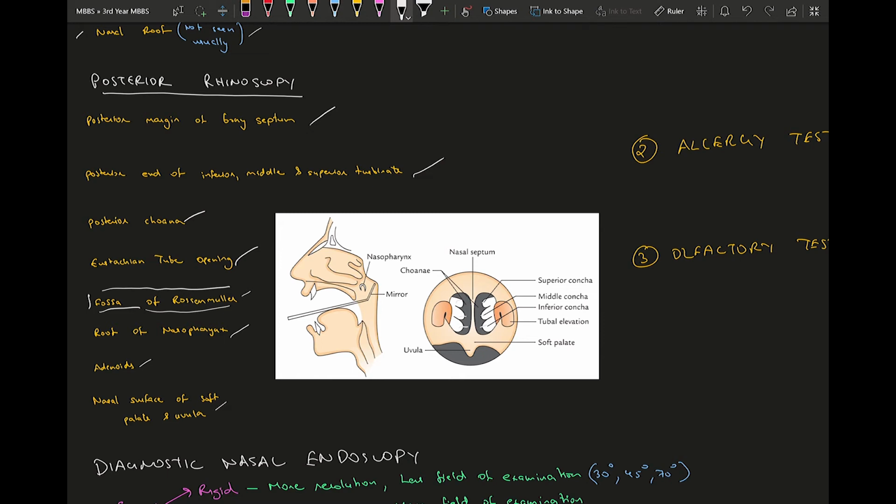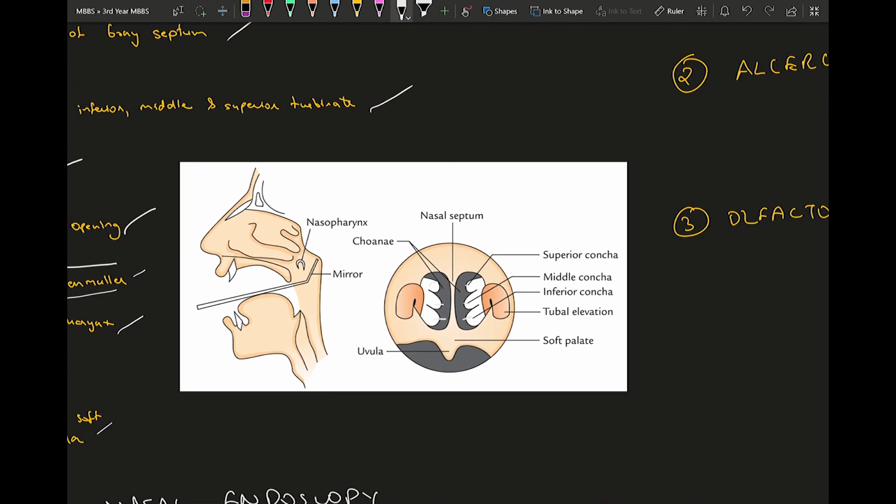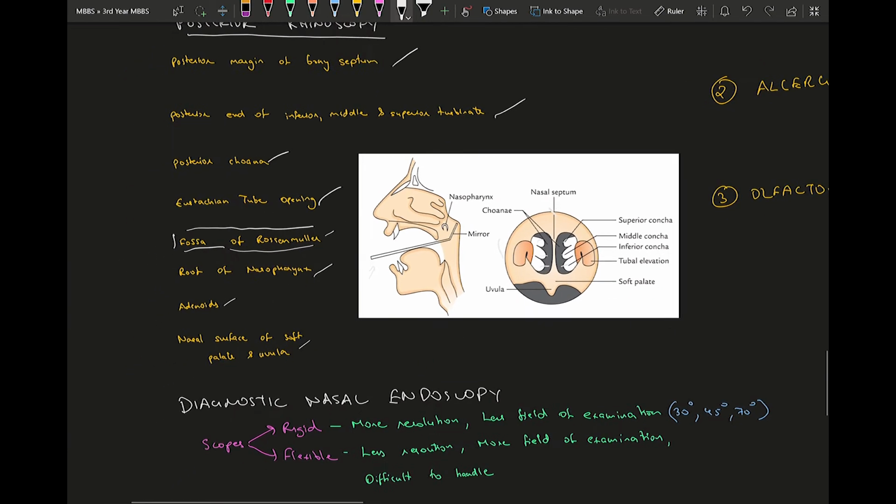So posterior rhinoscopy, as an MBBS graduate, you are not expected to do it on all patients, but you are expected to know how it's done and what the structures are which you can see. This is the procedure of how it's done, and this is the diagram which you need to draw in your case presentations. All right.